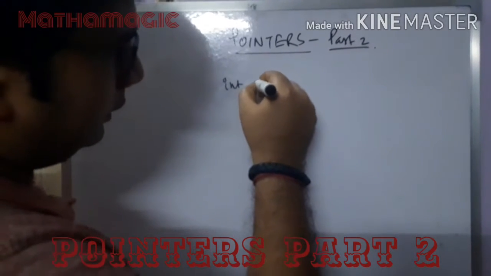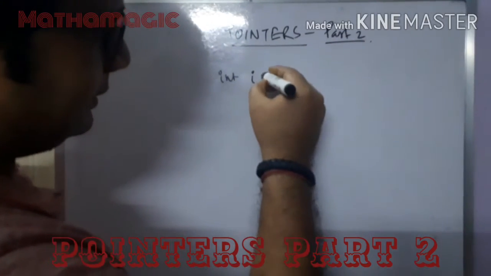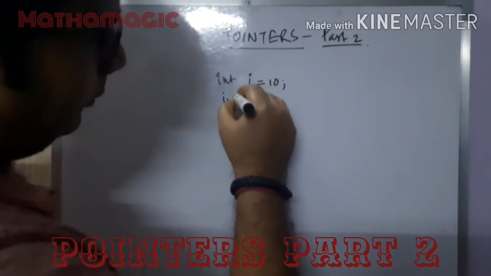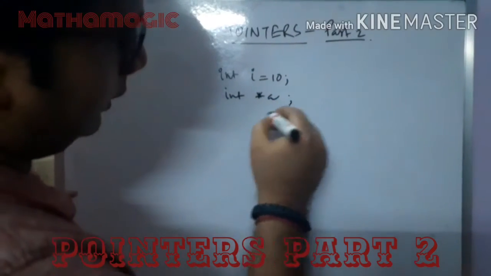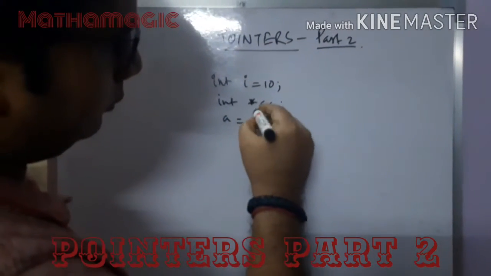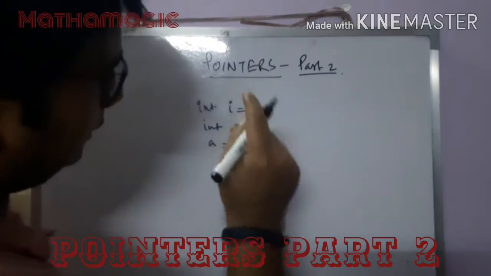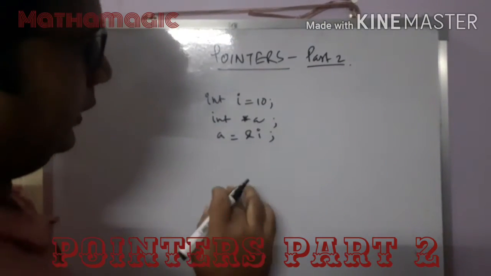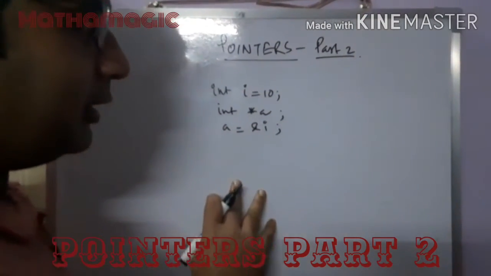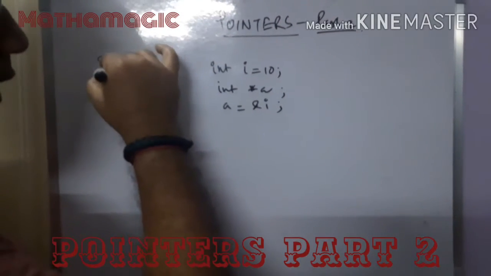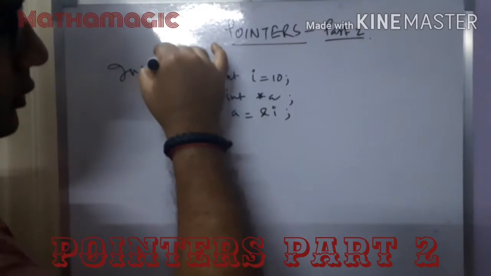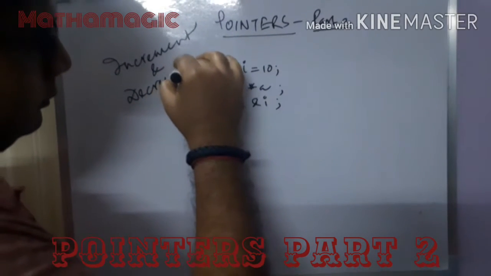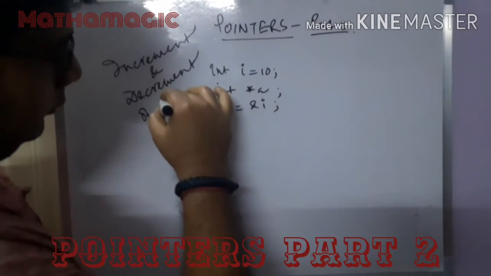Now let us consider one example so it will be easier to understand. We take one variable of integer type, int i equals 10. Now we'll take a pointer variable *a and say a equals &i, so that the address of i becomes the value of a. Now if we want to increment or decrement, let's start today with the increment and decrement of a pointer.